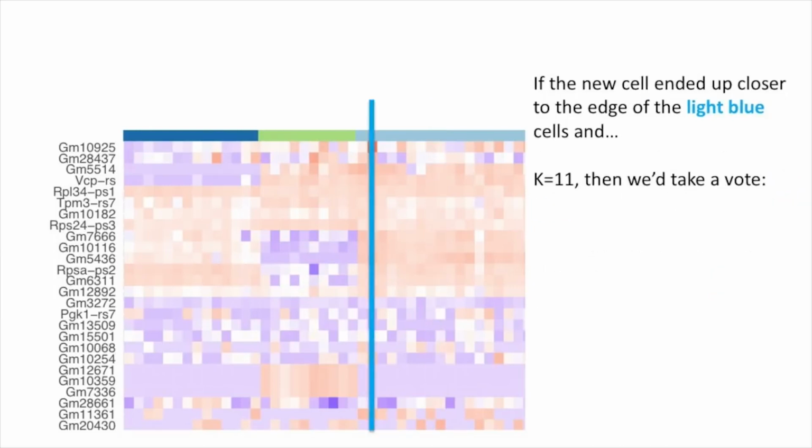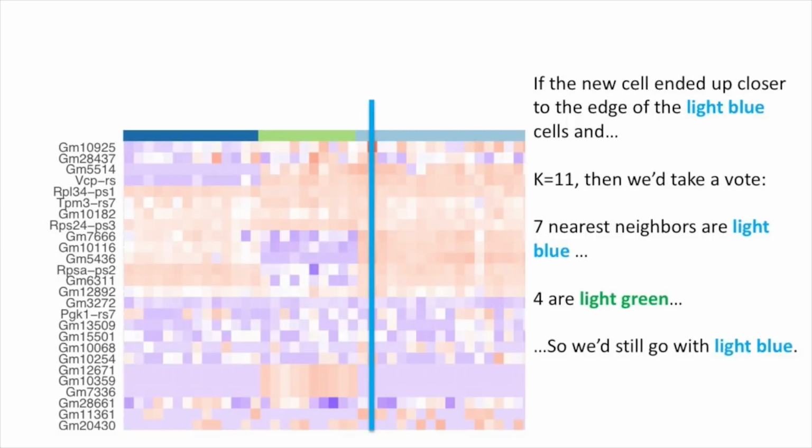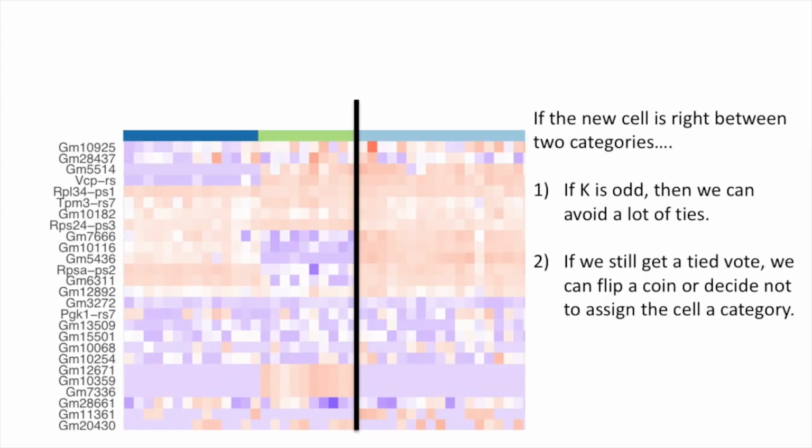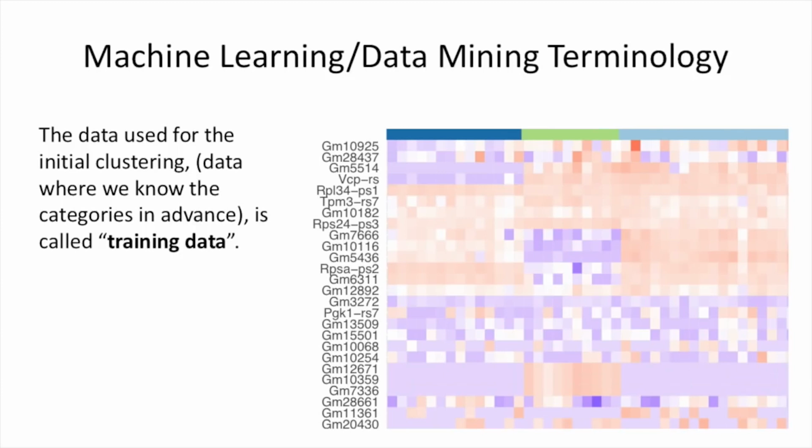If the new cell ended up closer to the edge of the light blue cells, and k equals 11, then we'd take a vote. 7 nearest neighbors are light blue, and 4 are light green. So we'd still go with light blue. If the new cell is right between two categories, well, if k is odd, then we can avoid a lot of ties. If we still get a tied vote, we can flip a coin or decide not to assign the cell to a category.